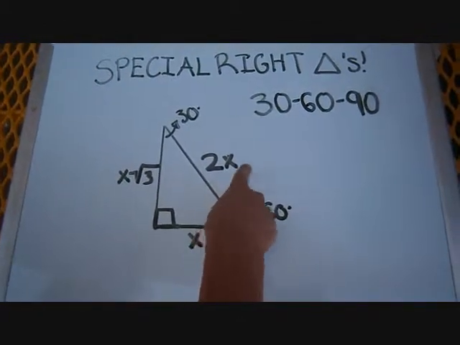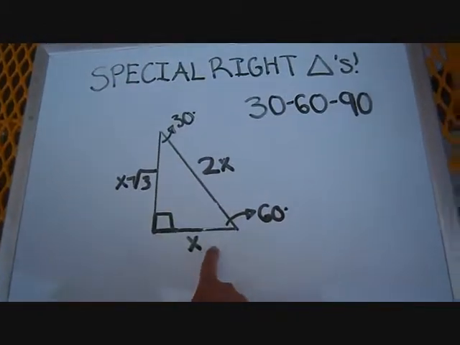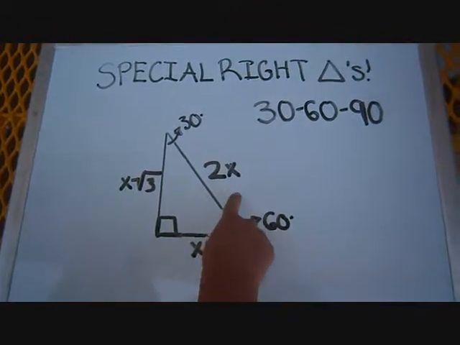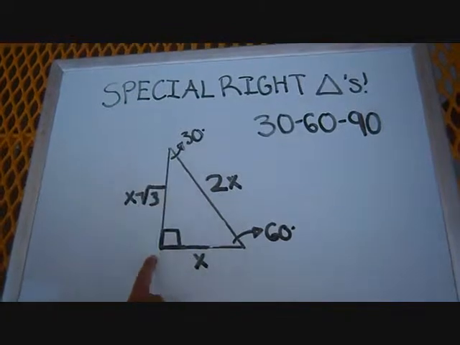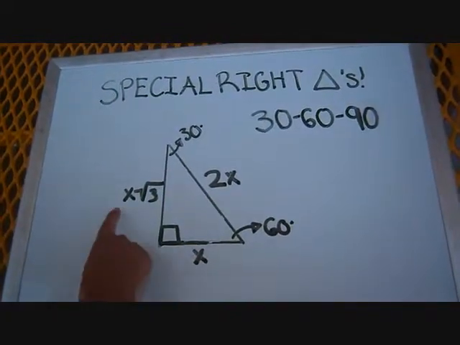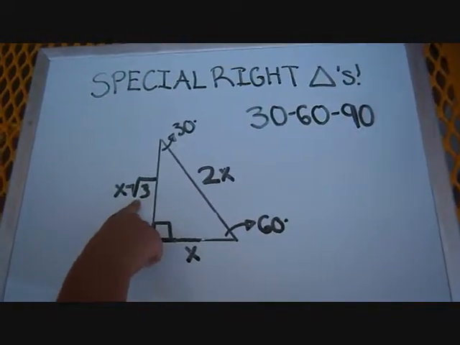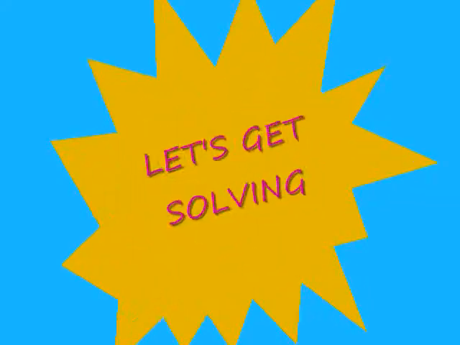So just remember that across from the 30 is x. The hypotenuse is 2 times what the shortest side was. And the side adjacent to the x is always going to be x radical 3. Now that we know more about 30, 60, 90 triangles, let's get solving!